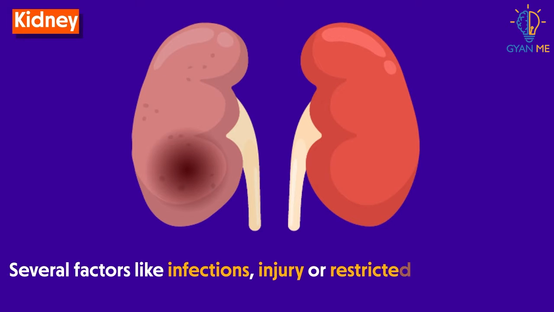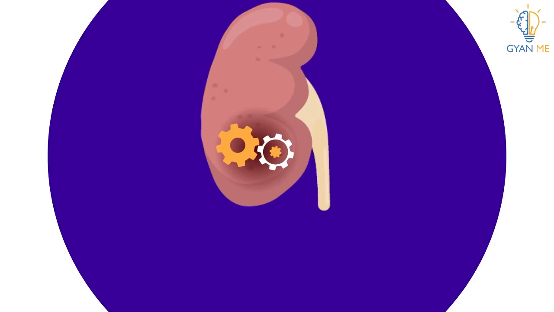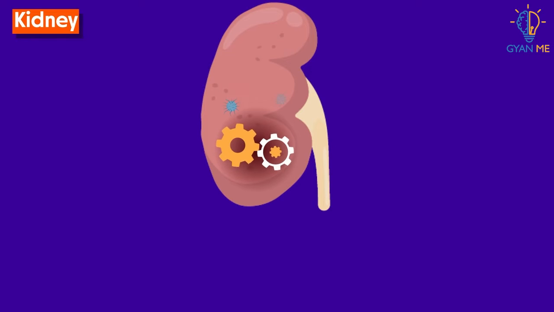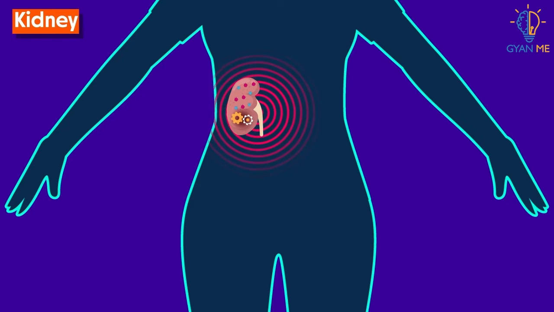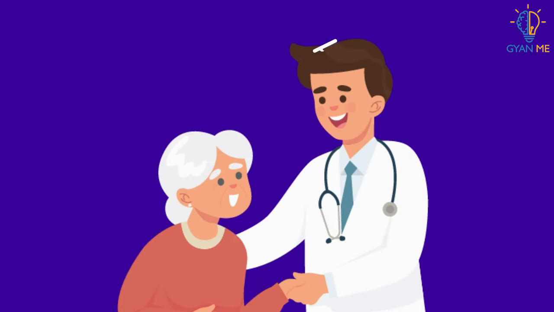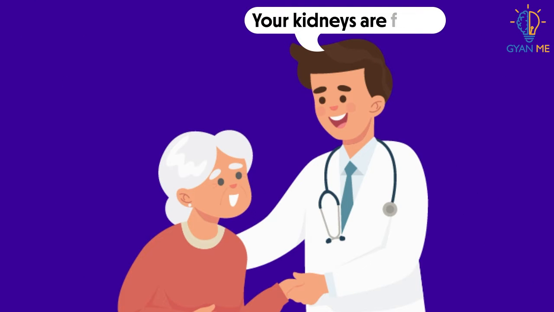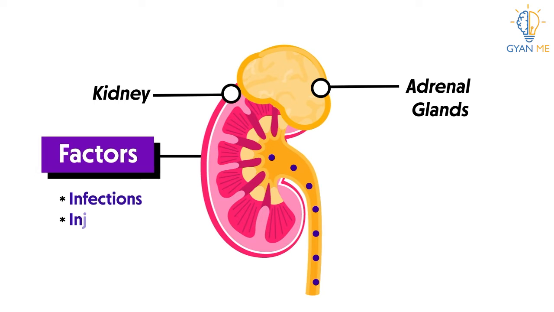Several factors like infections, injuries or restricted blood flow to kidneys adversely affect them and can hamper their functioning. The improper functioning of kidneys leads to accumulation of toxic waste in the body, which may be fatal, in fact can even lead to death. You must have heard many times doctors saying to your grandfather or grandmother that your kidneys have failed, your kidneys have stopped functioning. Yes, this is true. Due to various factors that I said, our kidneys lose their functioning.